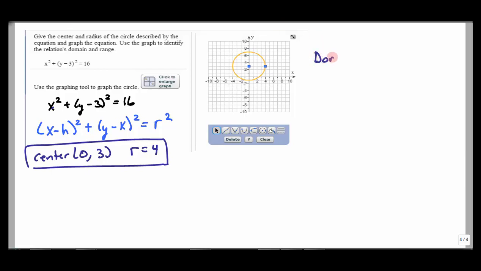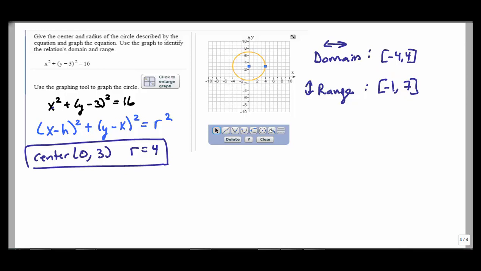Domain. Now remember, domain is horizontal and range is vertical. So our domain here looks like it goes from, here's my center, it goes out 4 units in either direction, so it goes from -4 to +4. And then my range goes down here at -1, and then it comes clear up here to 7. So -1 to 7 would be my range, and -4 to 4 my domain.